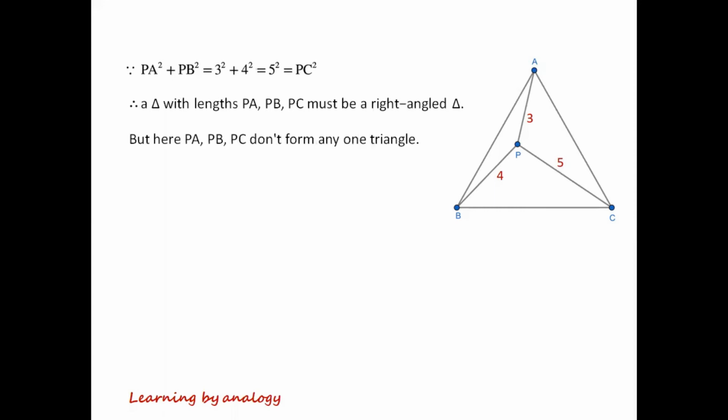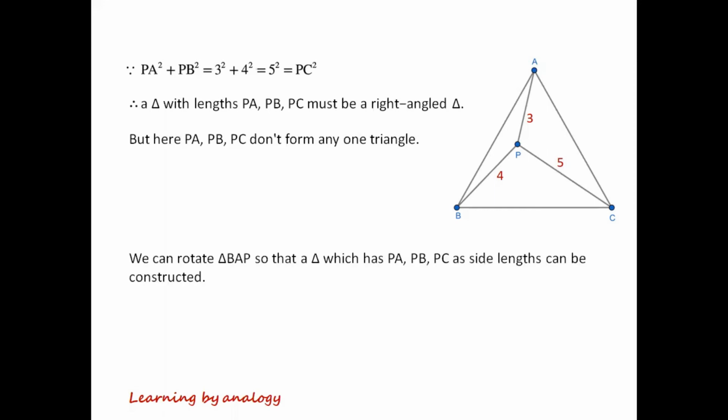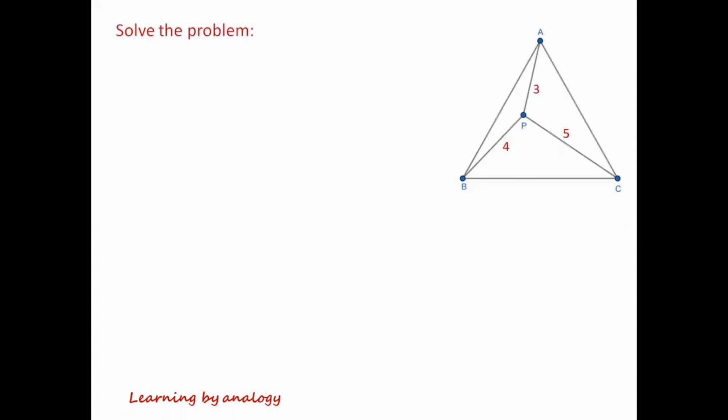But here, PA, PB, PC don't form any one triangle. We can rotate triangle BAP so that a triangle which has PA, PB, PC as side lengths can be constructed. Rotate triangle BAP 60 degrees clockwise about B. Triangle BAP is rotated to triangle BCP'.